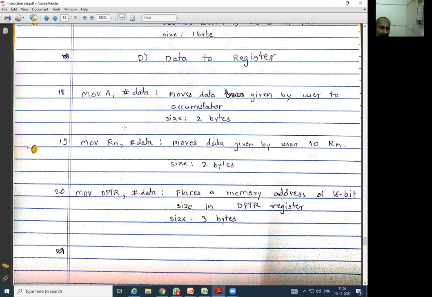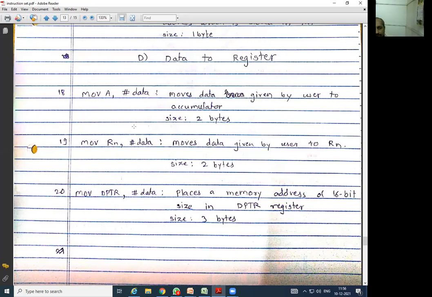मग कधी accumulator मध्ये, कधी register मध्ये, कधी DPTR मध्ये, त्यासाठी वेगवेगळ्या कमांड आहेत आणि त्यांचा साईज सुद्धा वेगवेगळा आहे. So move RN, hash data: move data given by this particular user to the RN, places memory address of 16-bit size in DPTR register. म्हणजे इथे तुम्ही 16 बिटचा डेटा देऊ शकता.